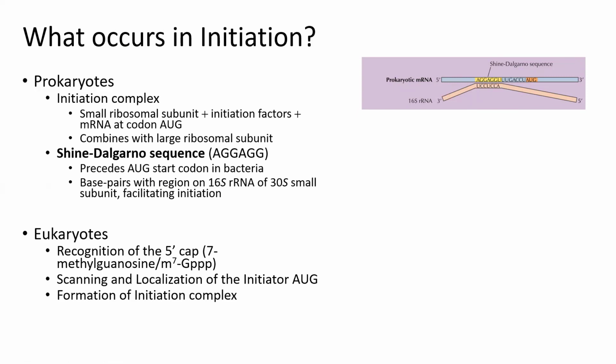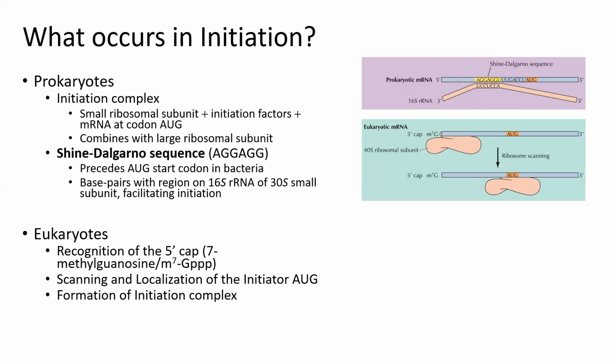Now with eukaryotes, there's this 5' cap, which is the 7-methylguanosine cap, like this. The 40S ribosomal subunit goes through the sequence from the cap, scanning along until it finds the initiator region, which is the AUG codon.